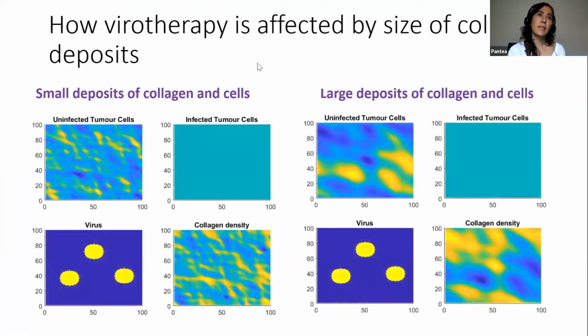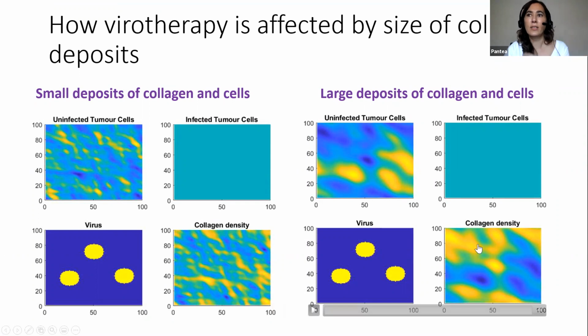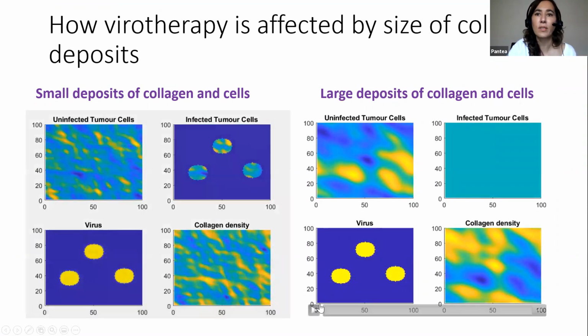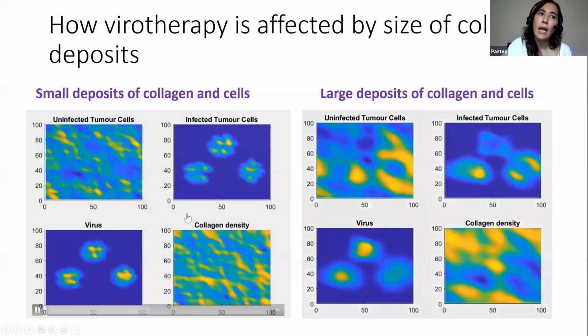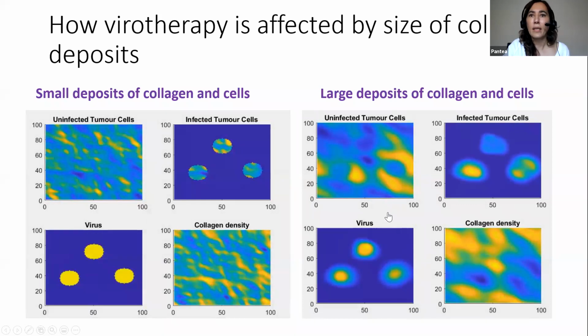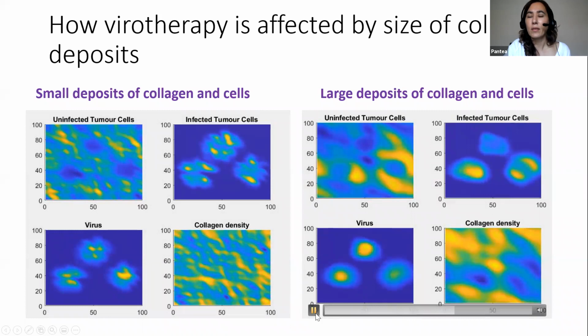Okay, I also wanted to investigate, so that was cell collagen ratios. I also want to start investigating how the size of the collagen deposits, and whether you have these kind of long strings, these smaller bits of collagen, versus larger clusters of collagen, would change the results. So I ran some simulations to have a look at this. And it looks as though when you look at the images, I'll just stop these, visually we're getting very different results.